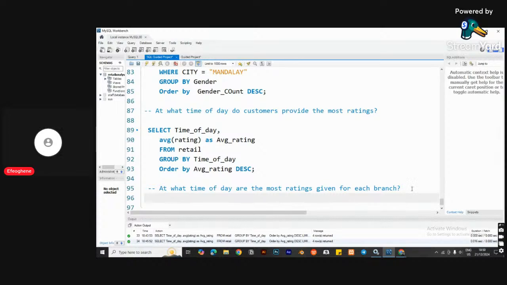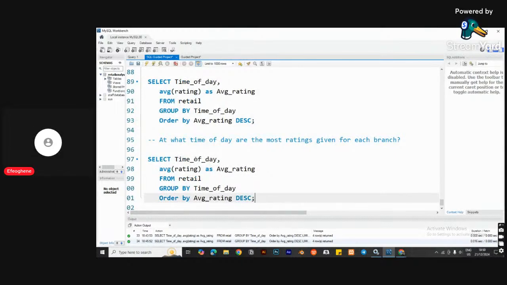All right, so I will select this again, because it's at what time of day are the most ratings given? At what time of the day are the most ratings given for each branch? Okay, I didn't see this, I was almost confused. For each branch, at what time of day for each branch? So we're still going to use the where clause here. That's the first thing you do for each branch. So it's now streamlining the query.